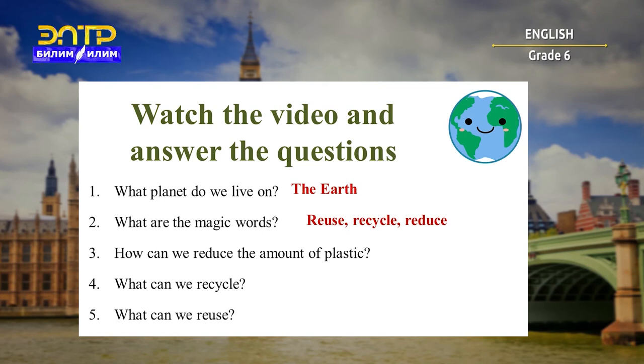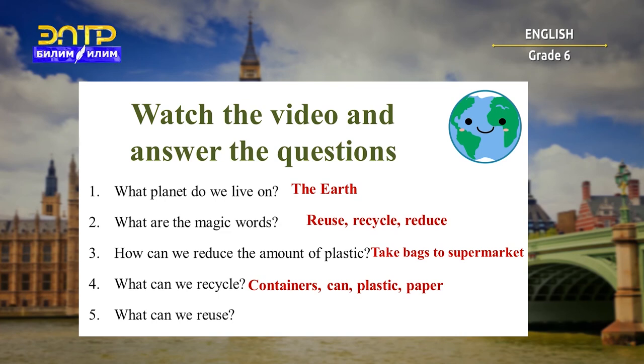Number three. How can we reduce the amount of plastic? Take bags to the supermarket. Number four. What can we recycle? We can recycle containers, cans, plastic, and paper. Number five. What can we reuse? We can reuse a piece of paper, a box, a plastic bottle. Good job, guys. Let's continue.